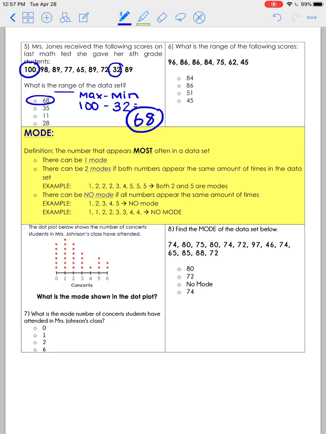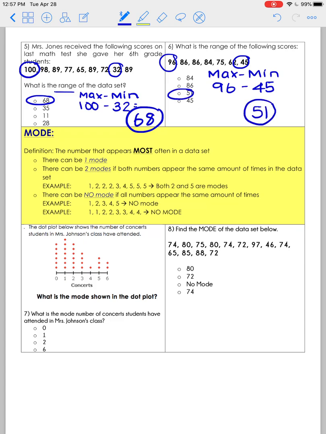Okay, same thing for number 6. We have max minus min, maximum minus minimum. If we look in our data set here, 96 looks to be our maximum, where it looks like 45 is our minimum. So just pop that into your calculator, and we have 96 minus 45 gives us a range of 51.